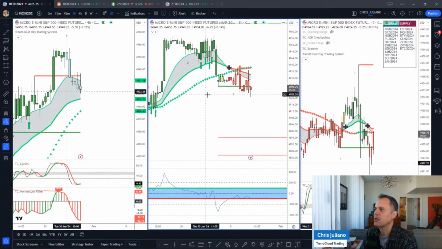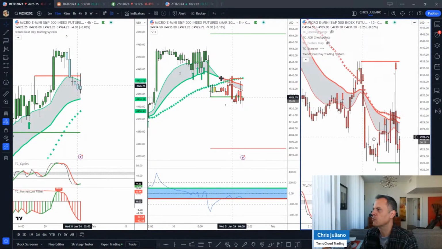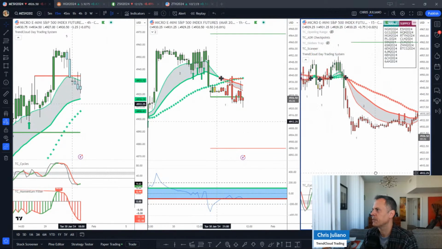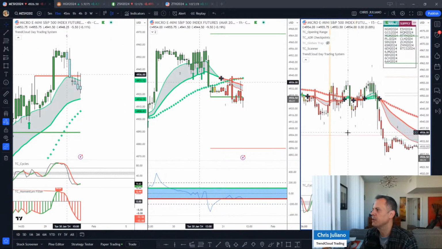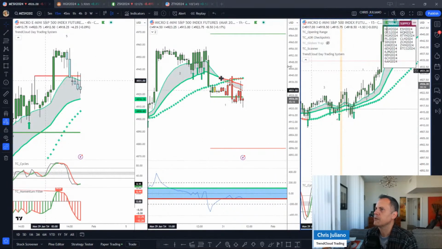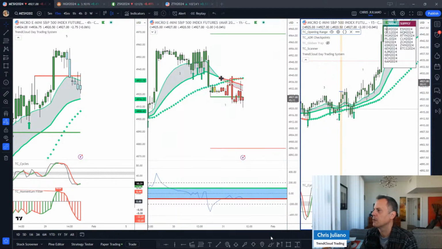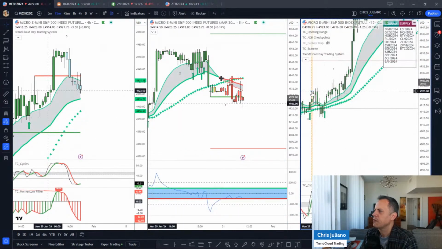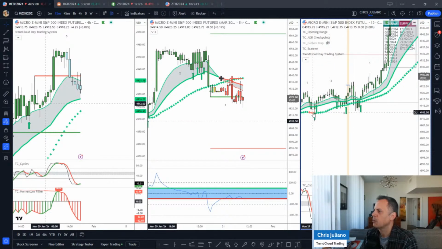We were saying, okay, we've got that opening range. We were looking at the opening range from yesterday. That's today. Here's yesterday. There we go. So right here's the opening range, and we had this demand zone here, right in here.